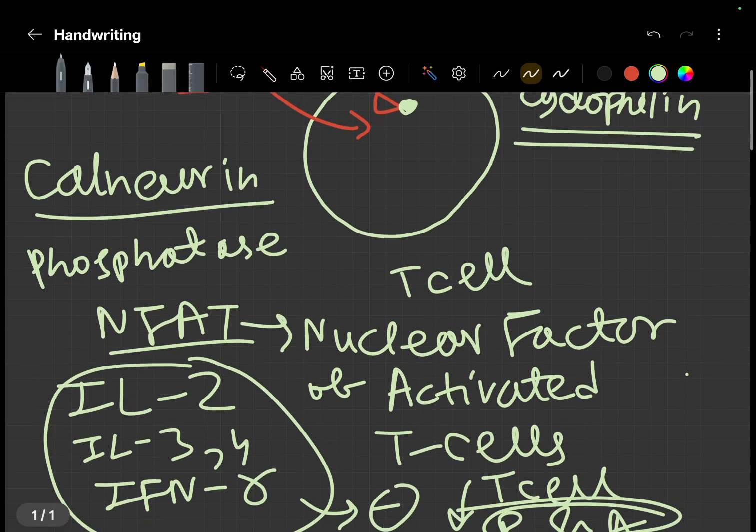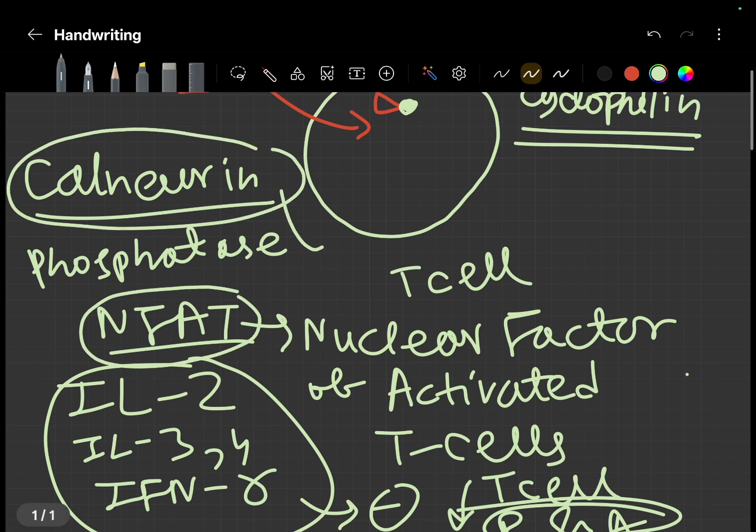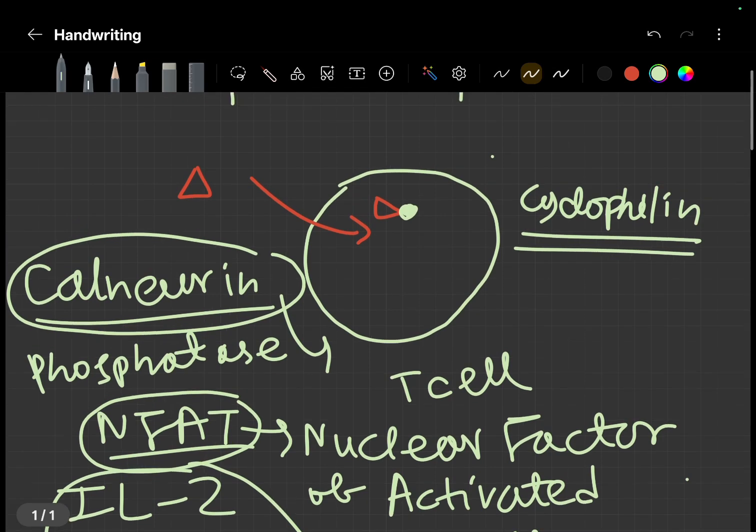In this mechanism of action, NFAT is important. You have to remember nuclear factor of activated T cells, and calcineurin is also important. This is why cyclosporine is known as a calcineurin inhibitor.